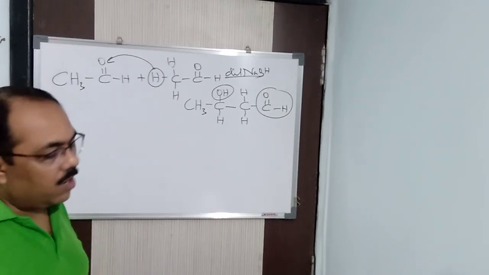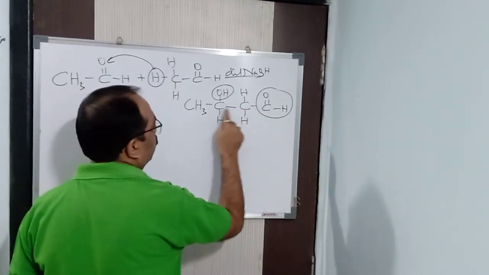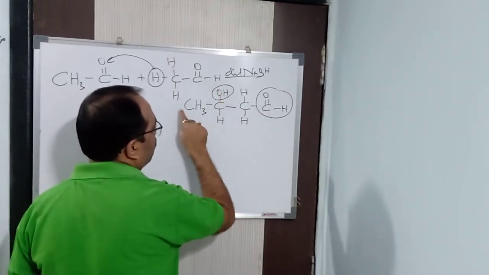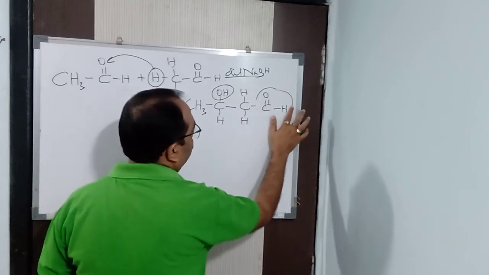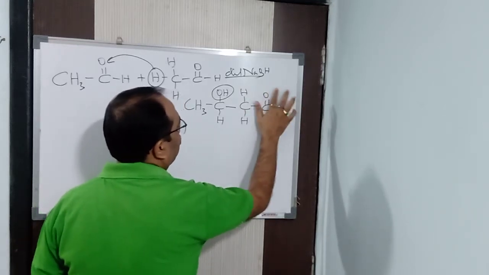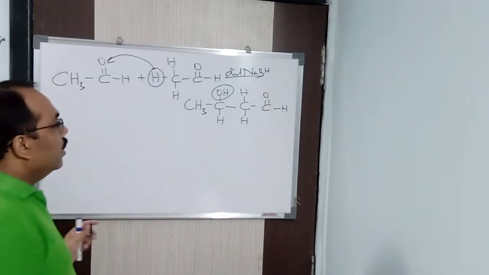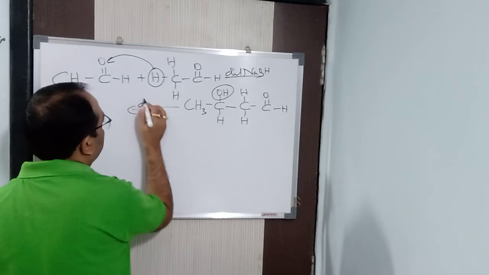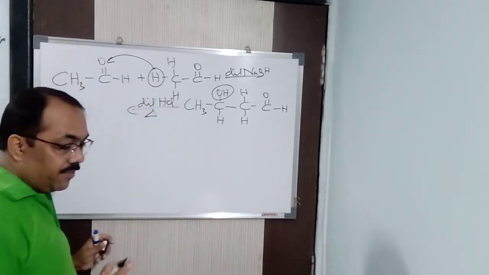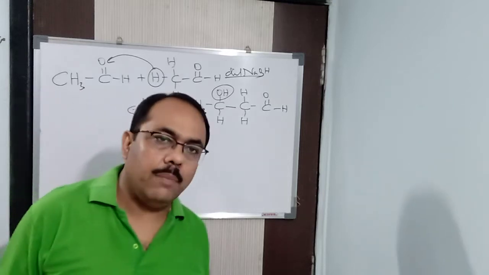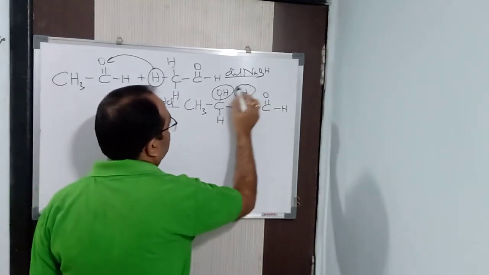Fine. But the IUPAC name is not that. The IUPAC name is, 1, 2, 3, 4, 3-hydroxybutanol. We can say that. Now, if I will be heating this particular one with dilute HCl, then what is going to happen? Water will be released, HOH.